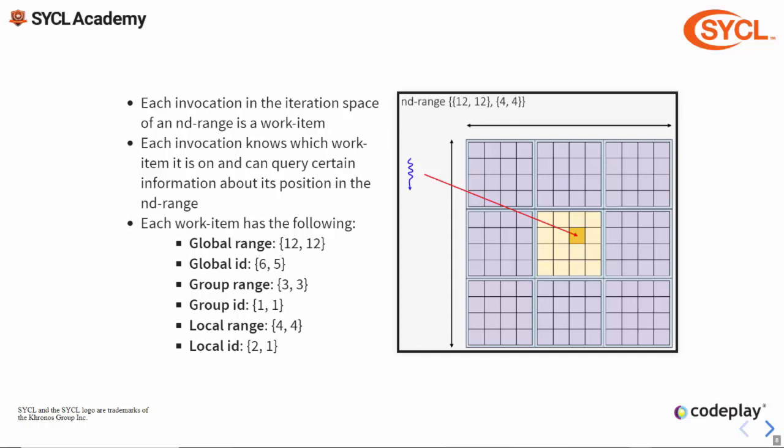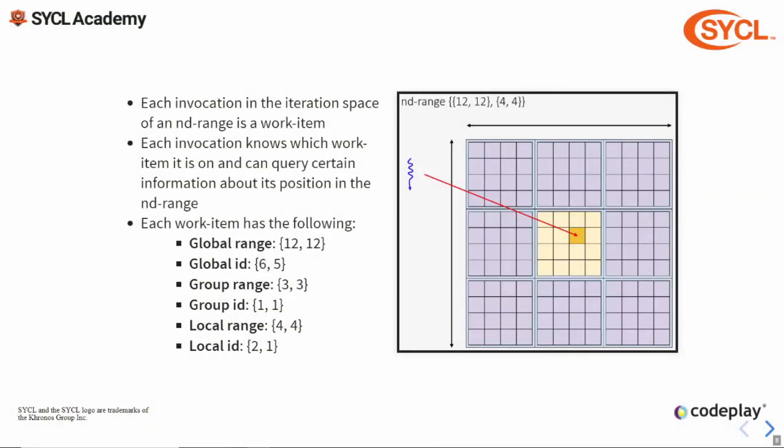Finally we have the local range, which is the total number of work items per work group, in this case 4 by 4, and the local ID, which is the index within the local range of the current work item, in this case 2, 1, which is highlighted here in orange relative to its work group, highlighted in yellow.